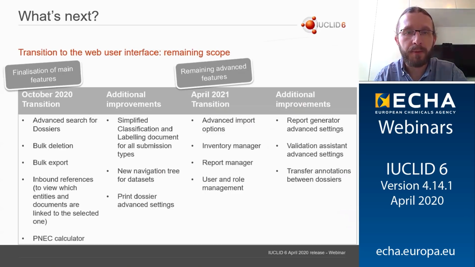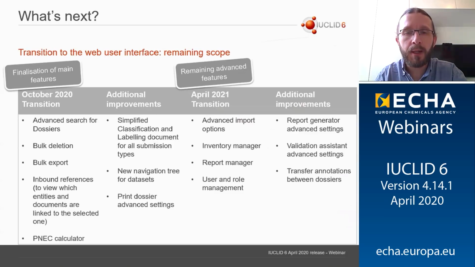We will also give the possibility to view which entities and documents are linked to the entity or document you have selected, to know if links exist between these documents. And we will also implement a PNEC calculator to automatically fill in the information for the ecotoxicological information summary. At the same time, for October 2020, we aim at providing additional improvements, such as a simplified classification and labeling document, including a labeling calculator.